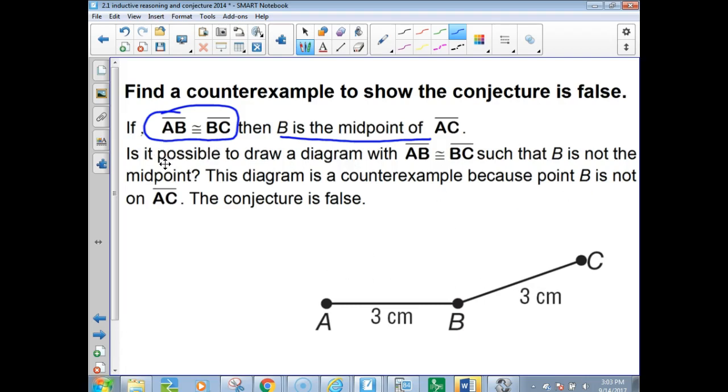So the question you have to ask yourself is, is it possible to draw a diagram so that AB is congruent to BC, such that B is not the midpoint? And the diagram here is a counterexample because B is not the midpoint of the segment A to C. So that makes the conjecture false. So now we're going to try some more together.